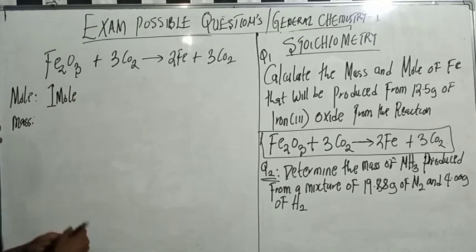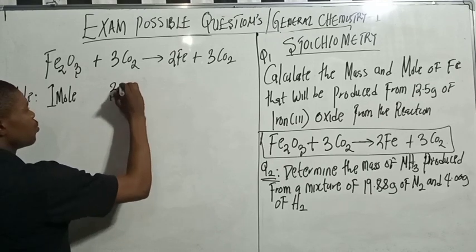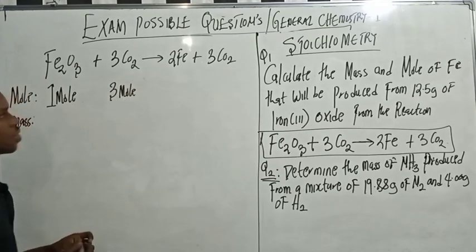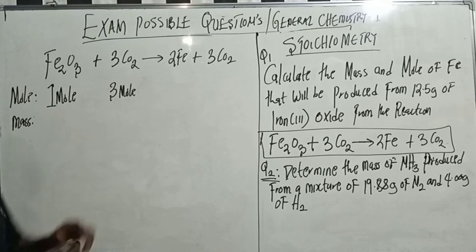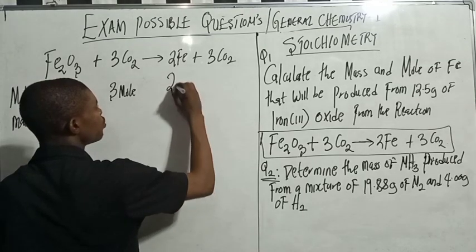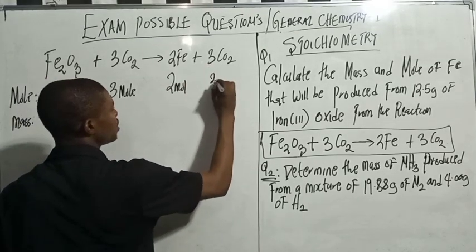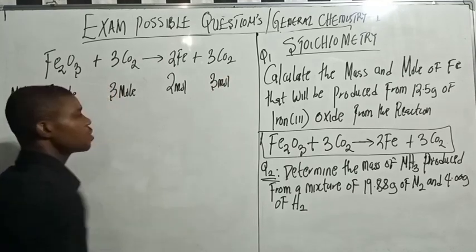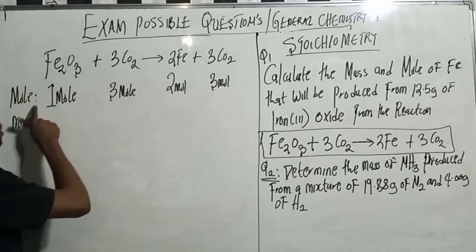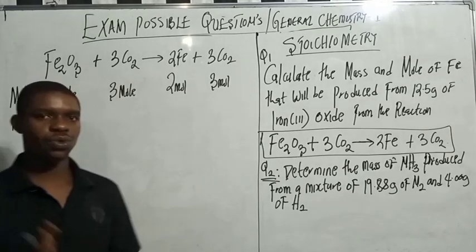How many moles do you have here? Here we have three moles. Now how many moles do you have here? Here we have two moles. And here we have three moles. You see that? So the reactive moles are very easy to get.